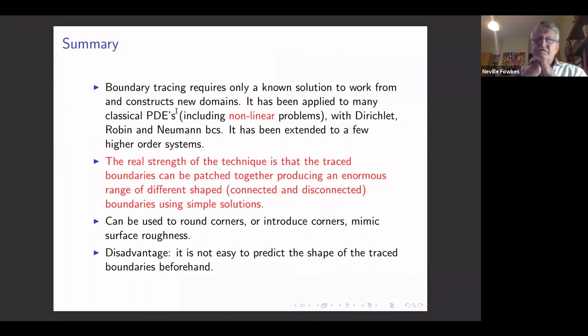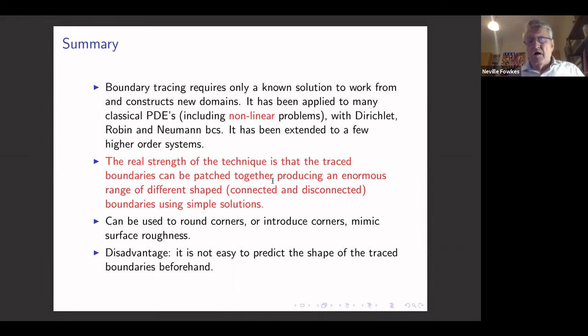So let me just summarize this story. Boundary tracing requires only a known solution of some sort. It can be a PDE that you solve using separation of variables, and then you can generate out of that an enormous number of possible domains. In particular, it's important that we can deal with nonlinear problems, which are of course much more difficult than the linear ones. The real strength of the technique is that the traced boundaries can be combined, so you can patch these things together to end up with an enormous range of possible domains.